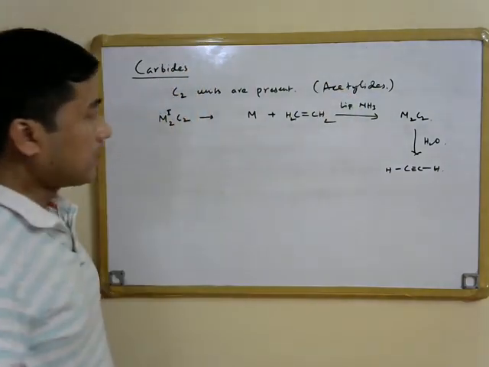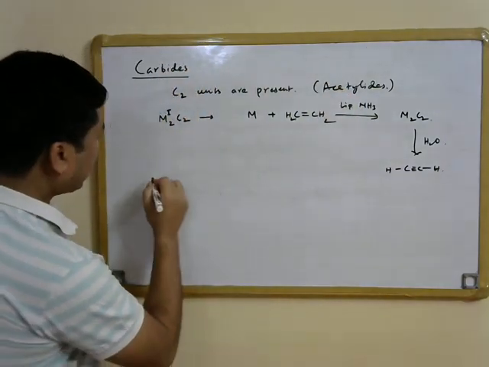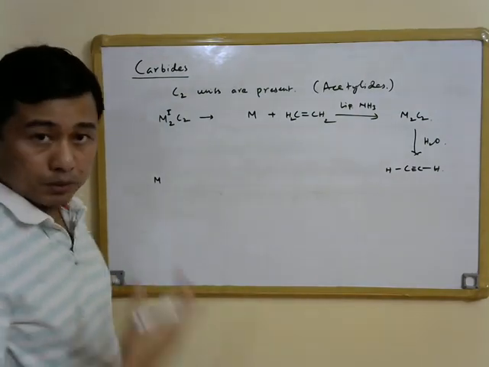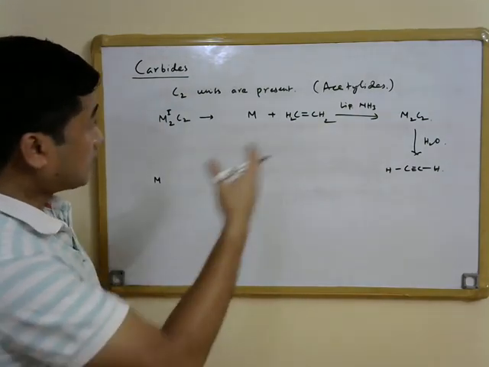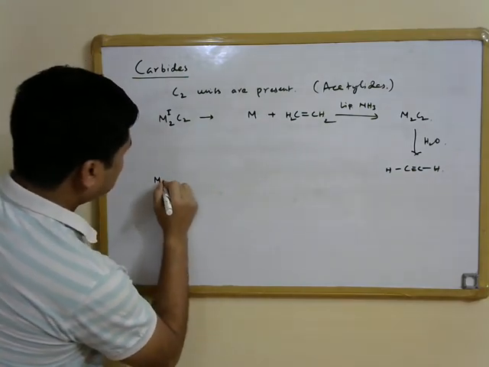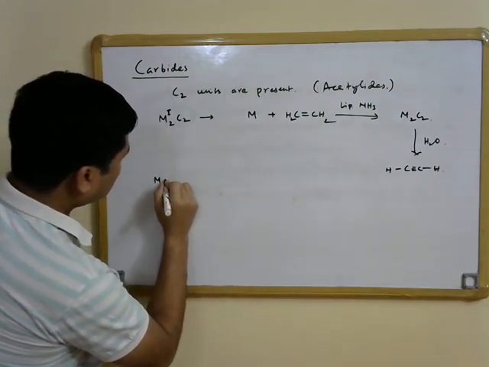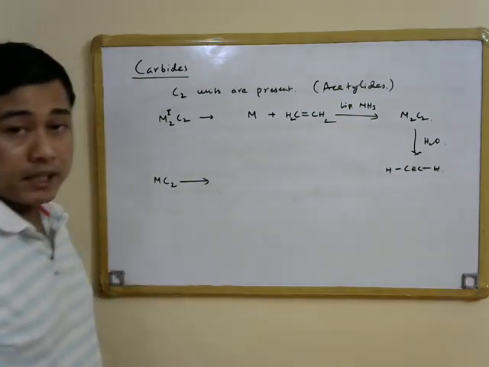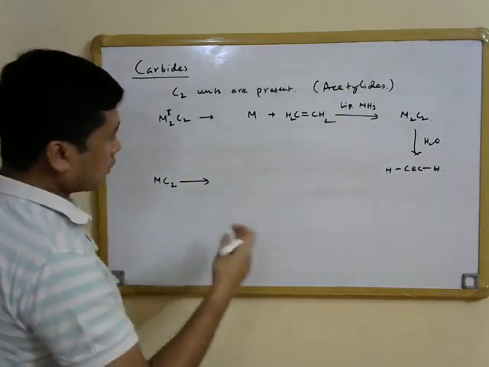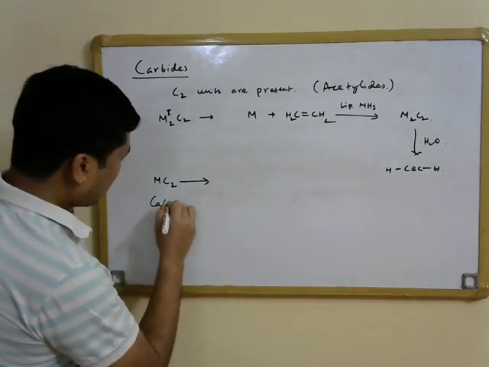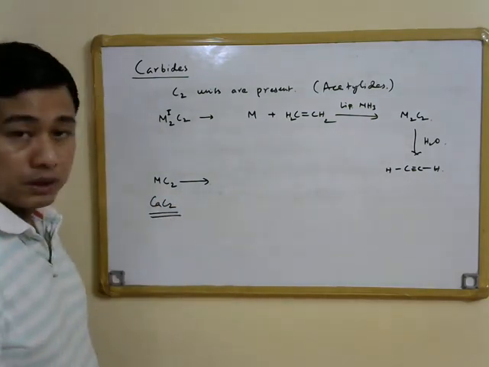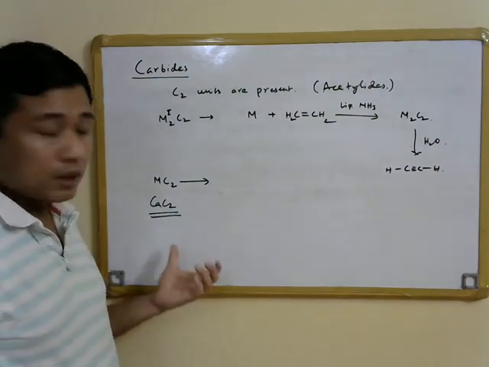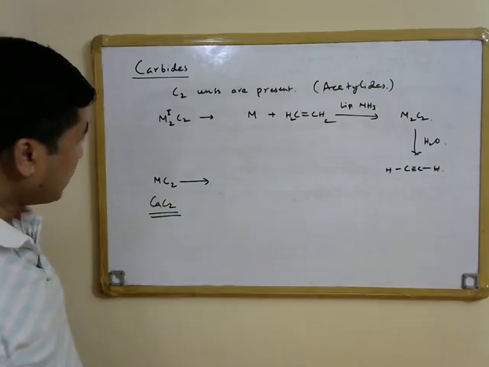So other examples of acetylides we have with alkaline earth metals also. Such acetylides are known. So that is M2+. So MC2 is going to be the formula with alkaline earth metals, and a good example is calcium carbide, which is an industrially important carbide, and we will discuss the preparation as well as application of this carbide.